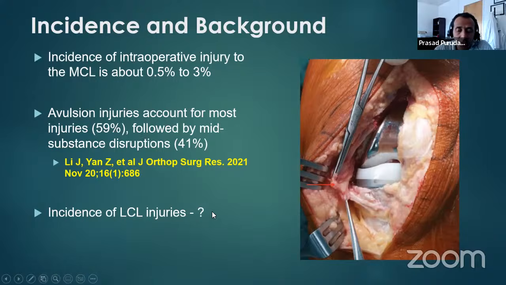The lateral side injuries are definitely much less common, and there are not many reports in the literature, so I couldn't really find the incidence of lateral collateral injuries, mainly because varus deformity correction is the most common type of total knee arthroplasty we do. The valgus type of deformities are much less common as compared to varus deformities.